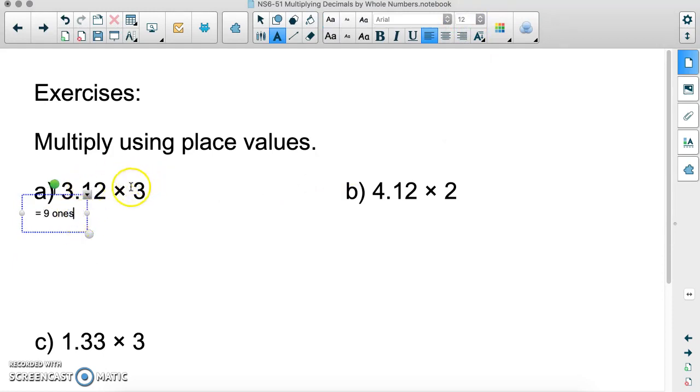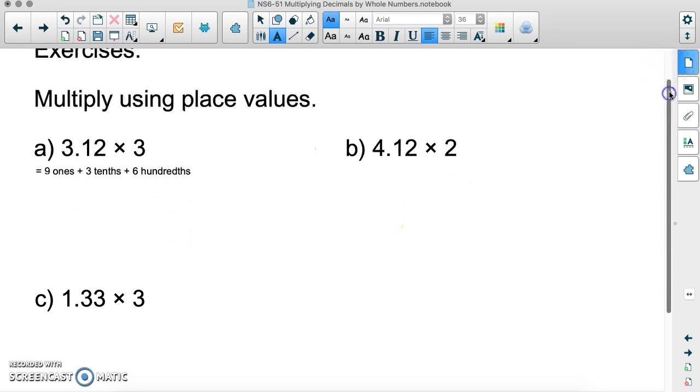If I multiply the 1 by 3, I'm going to have plus 3 tenths. Then 2 times 3 is going to be 6 hundredths. So that's how I would answer that question using place values. So the 3 times the 3 is 9 ones, 3 times the 1 is 3 tenths, 3 times the 2 is 6 hundredths. And I need to keep these adding signs in between each one. Now, I would like you to do B and C on your whiteboards following that same example, and then you can continue on with your screencast.